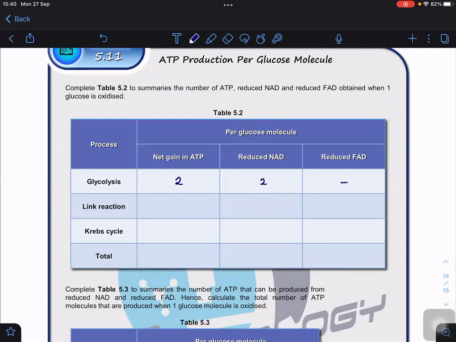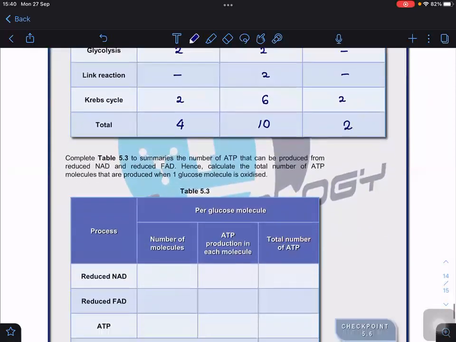Link reactions: net gain ATP, no. Reduced NAD, yes, 2. Reduced FAD, no. Krebs cycle: net gain of 2 ATP, or a production of 2 ATP. Reduced NAD, we have 6 of them. And then reduced FAD, 2 of them. So the total is 4 ATP, 10 reduced NAD, and 2 reduced FAD. Get it correct? Okay.